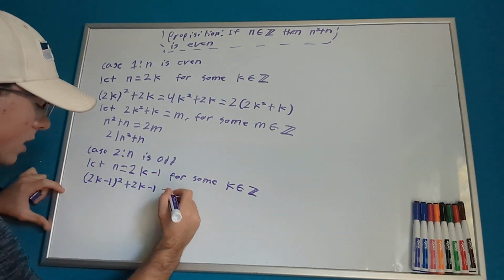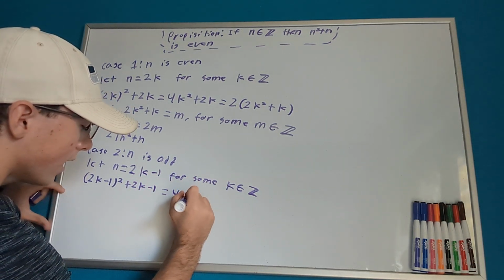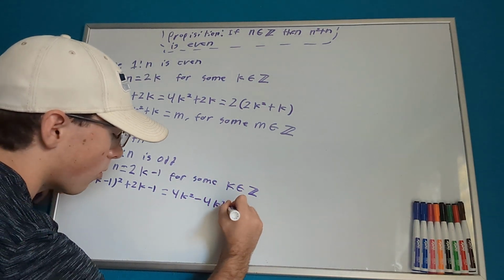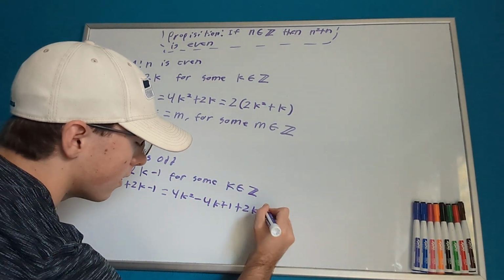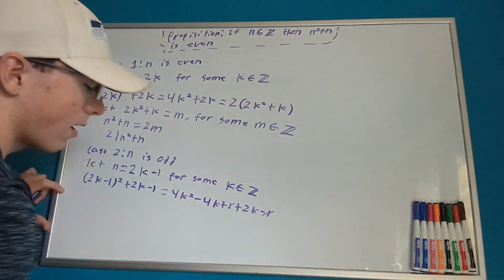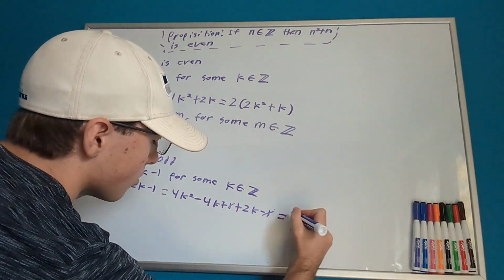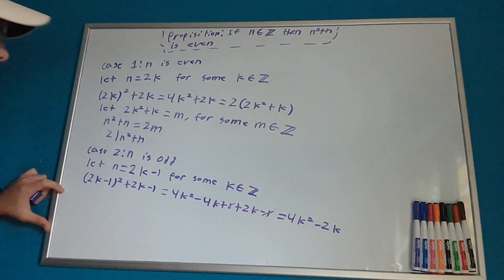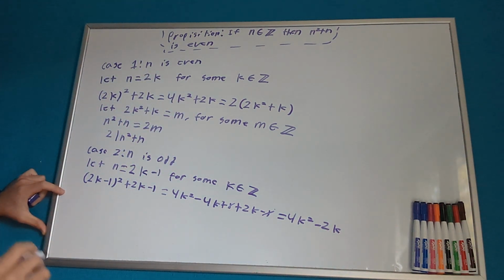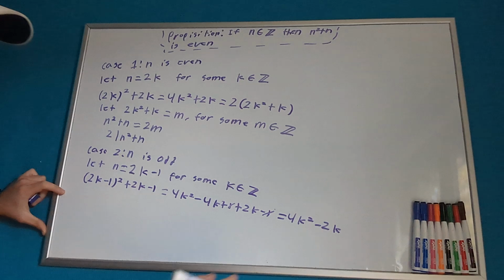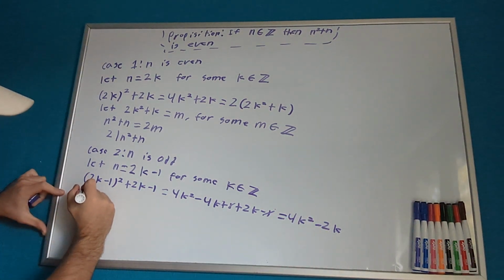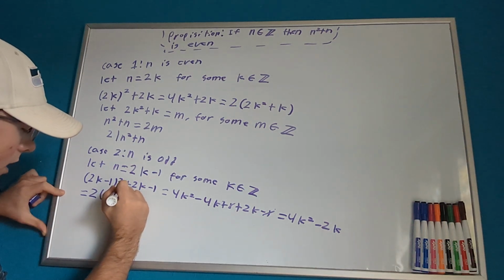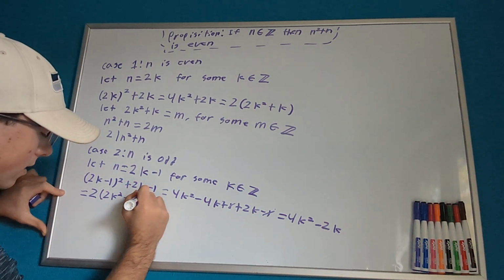All right, and this will equal 4k squared minus 4k plus 1 plus 2k minus 1. So these will cancel out. And then obviously this will become 4k squared minus 2k. And well, what do we notice we can do? Well, we just need to factor out 2. So this equals 2 times 2k squared minus k.